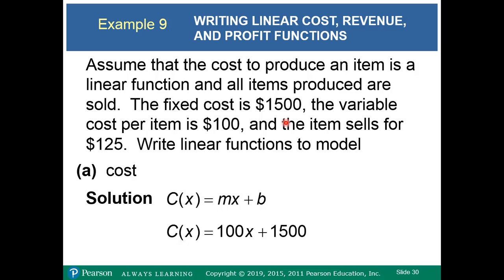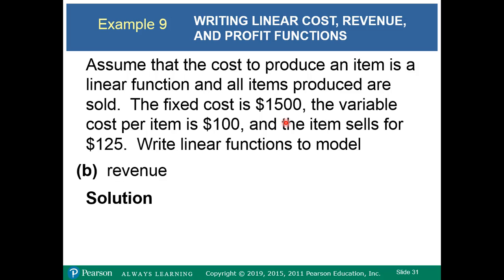That's it. Now, what about the revenue function? Well, that's going to be the number of items sold, which in this case is x, times what you're selling them for, which is p. So this is p times x, which is 125 times x. So the revenue function is 125x. So now that's it.